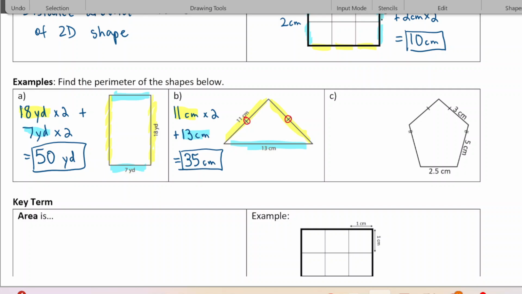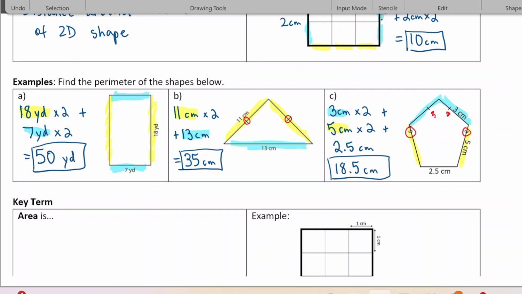Okay. This one here, again, these little symbols, when you have 2 dashes, those mean those are the same, and these are the same. So I'm going to use some different colors here. I've got 3 centimeters here and here, and I've got 5 centimeters here and here, and then I have 2.5 on the bottom. So I'm going to go 3 centimeters times 2, 3 plus 3, and I'm going to go 5 centimeters times 2, and then add up the 2.5. Just going to keep my colors consistent here. So 3 times 2 is 6, and then I have 5 plus 5, that's 16, and then plus 2.5 is 18.5.